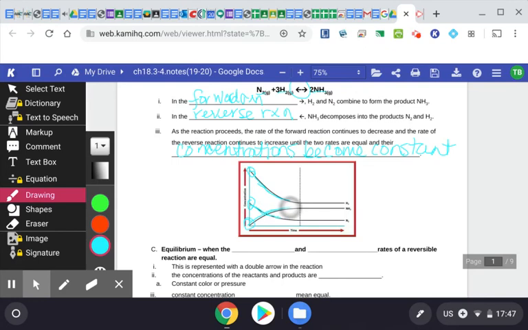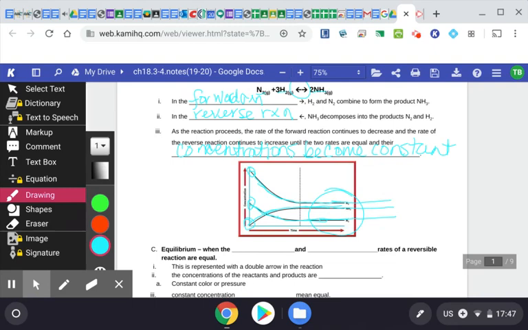Eventually, when the forward rate and the reverse rate start to equal, then the concentrations of all three of the substances become constant. You can see here that their concentrations are not equal, but they are constant. They plateau or level off at the same rate over time. That's how you know something is at equilibrium.